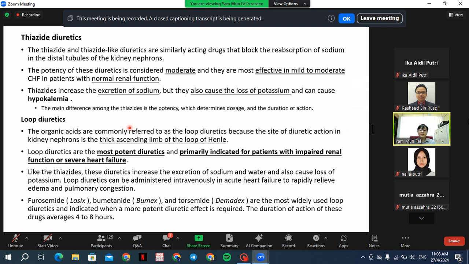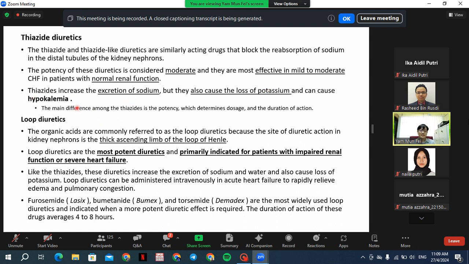Thiazide diuretic is normally used for mild to moderate congestive heart failure patients with normal renal function. Highlight here: thiazide is for normal renal function. And another thing, I repeat again, when you use thiazide for long term, you might cause loss of potassium. So this one you need to bear in mind. This condition we call hypokalemia.